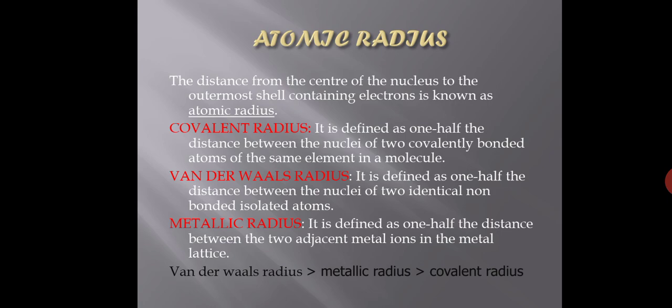And a metallic radius is always longer than that of the covalent radius. Always larger than the covalent radius. Always. Because in metallic radius, again the same thing: no overlapping is taking place. In covalent radius, overlapping is taking place. So here the bond gets slightly smaller.